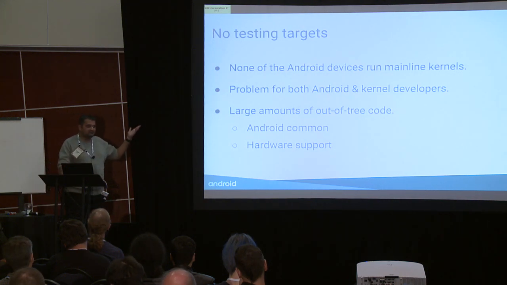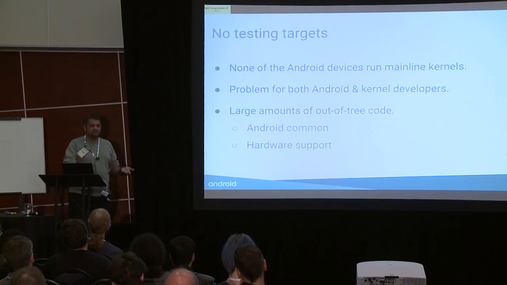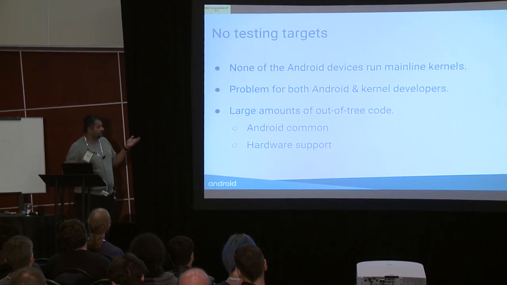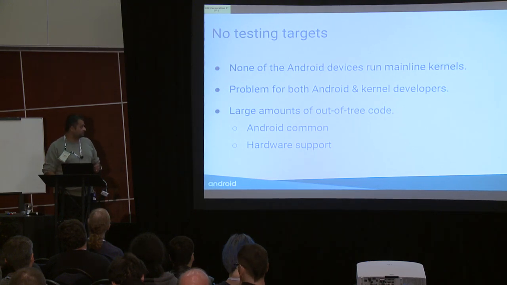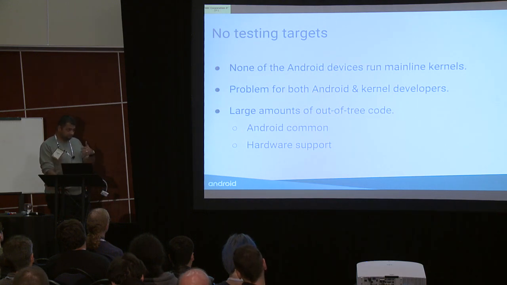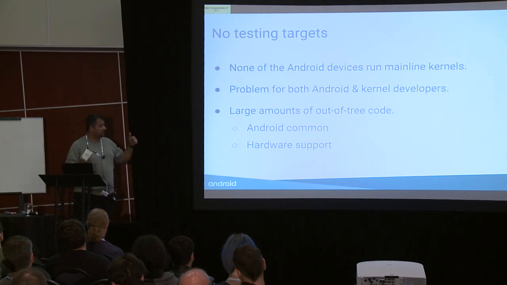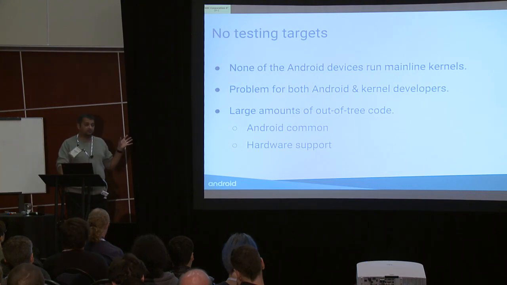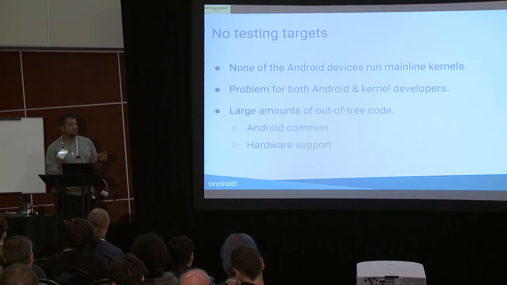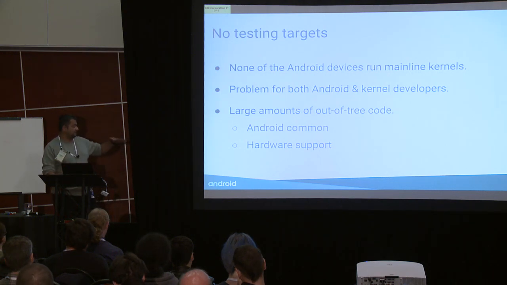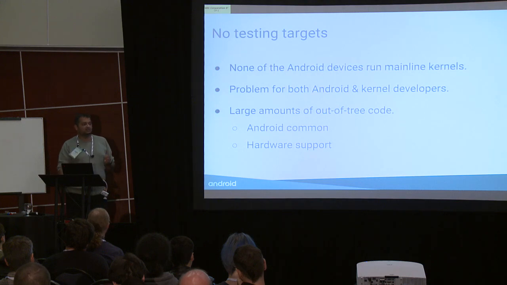The problem is the same for us: if we're adding a change in Android, how do we test it against the latest kernel to make sure we're not assuming something that's wrong? Same when we work on the kernel. The problem, again, is the large amount of out-of-tree code. We have it ourselves in Android Common, but a big chunk of it is also for hardware support. Cuttlefish, the device, ends up solving this problem in a way, but we still have our work to make sure it works out of mainline as is, including all the changes that you need for Android.